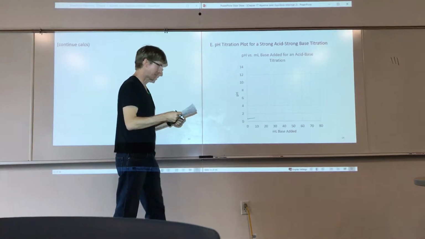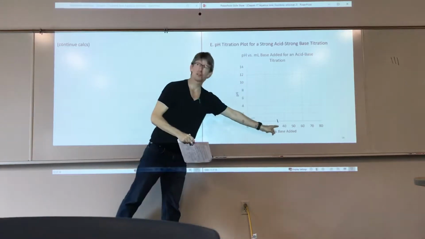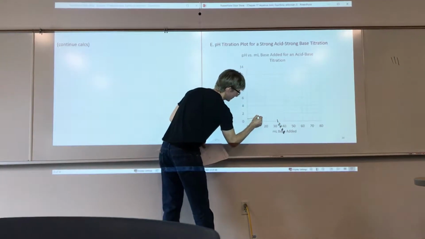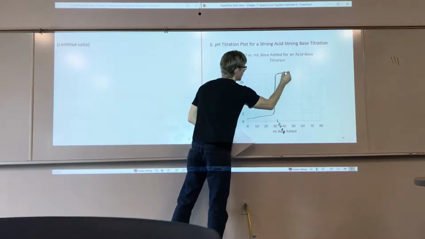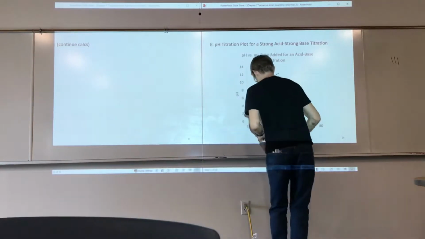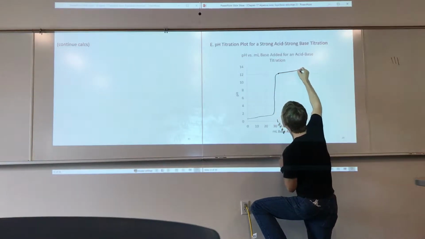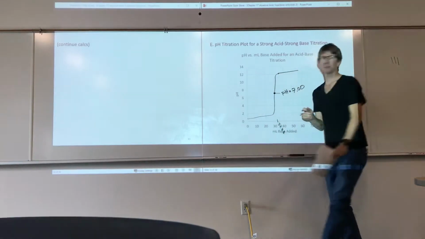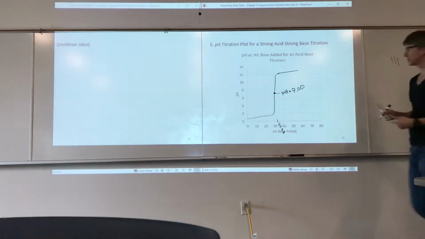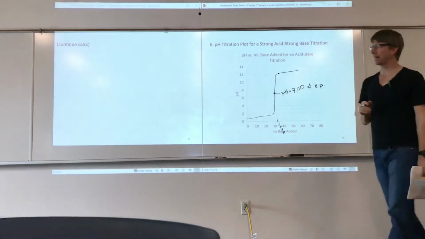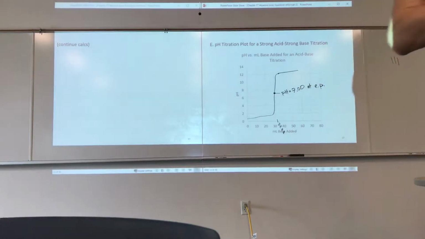Let me see if I can draw it correctly. Turns out our equivalence point is right here at about 33.33. And that shouldn't be flat, that should still be steadily increasing. So I'll draw a slightly better picture. The pH equals exactly 7.00 at the equivalence point. And that's because at the equivalence point, you have added equal number of moles of your HCl and your sodium hydroxide.